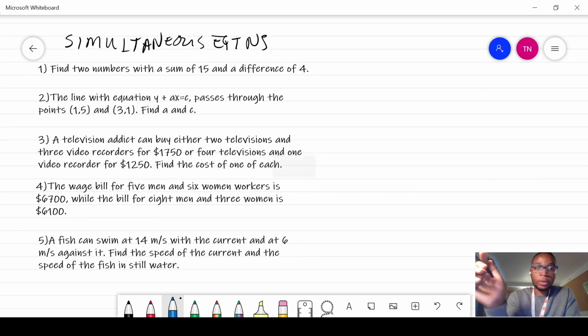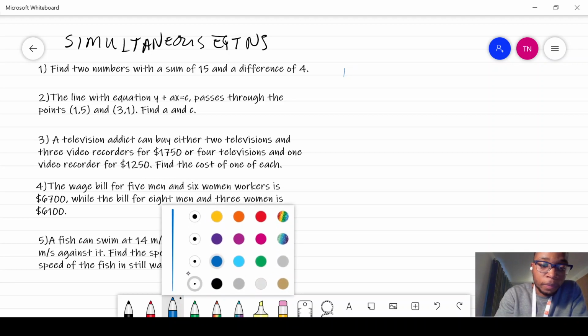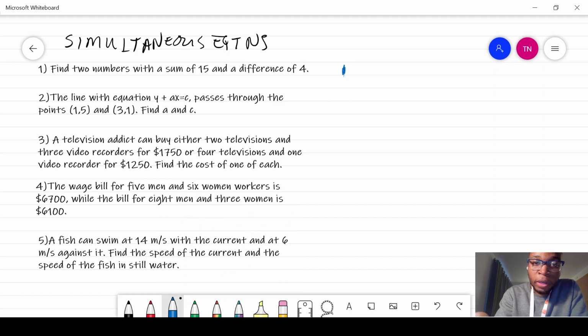These here are the questions that we have. The first question is for us to find two numbers with a sum of 15 and a difference of 4. So we are going to solve question number 1 just here. Let's call those two numbers u and v.